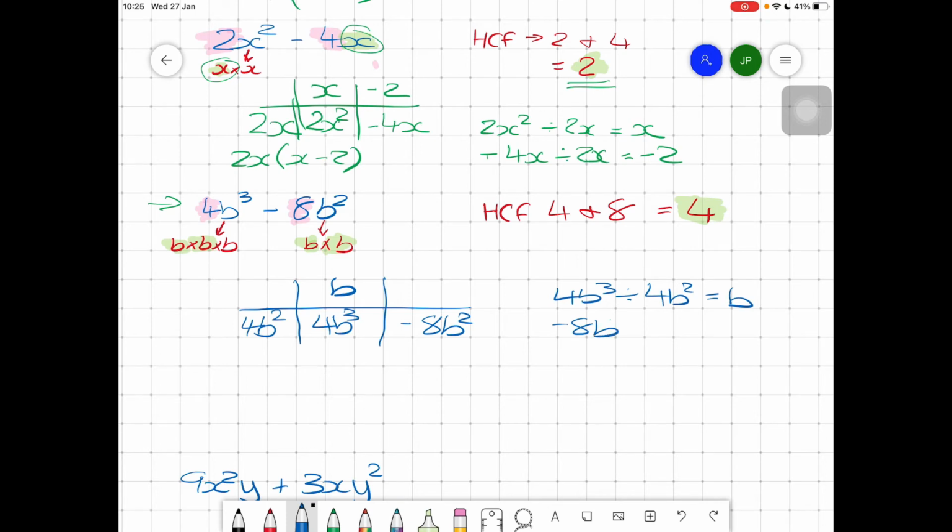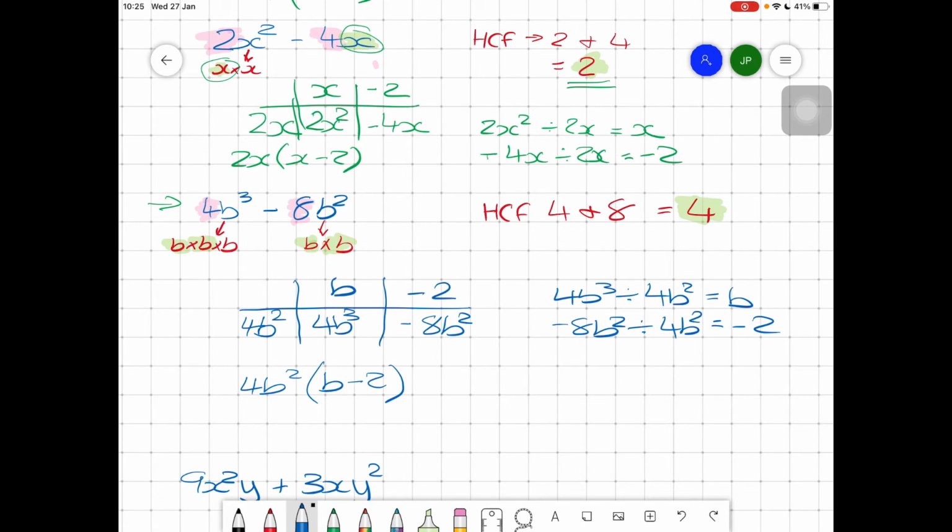Minus 8b squared divided by 4b squared gives me a minus 2. So I'm left with 4b squared, lots of b take away 2. So it's combining the two things that we've done together, okay? If you've got numbers in front of your terms, you've got to find the highest common factor of your numbers. You've then got to check your letters. Is there a letter that is common to both parts? How many of that letter can we take out?